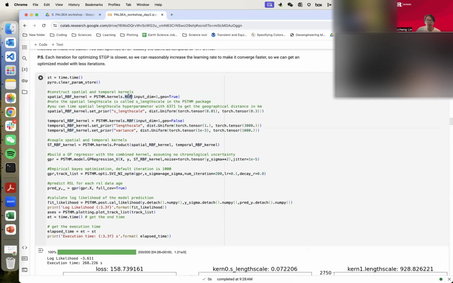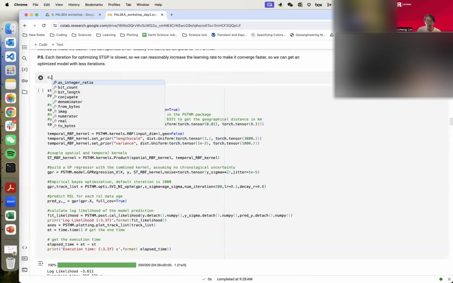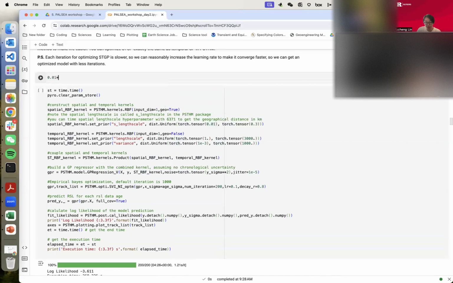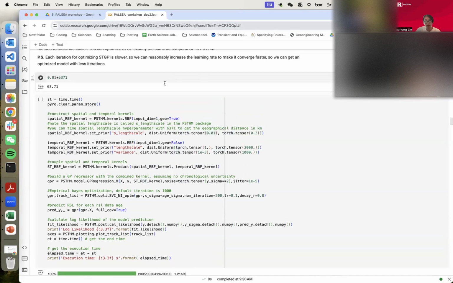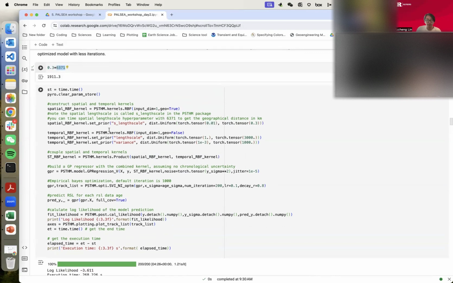Here you set the spatial kernel as an RBF kernel, and we set our length scale between 0.01 and 0.3. No, it's radius. 0.01 means 63 kilometers, right? And 0.3 means 1,900 kilometers in terms of spatial correlation.